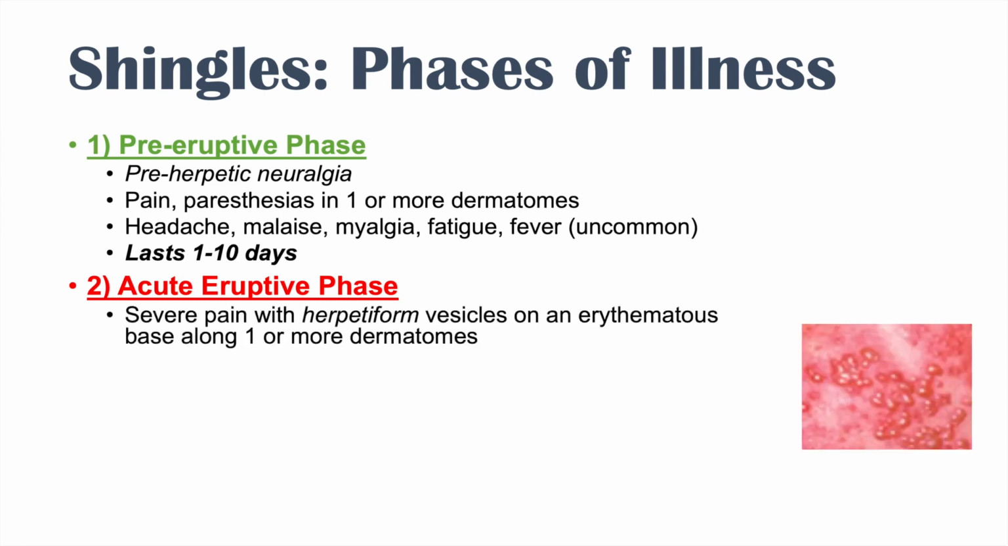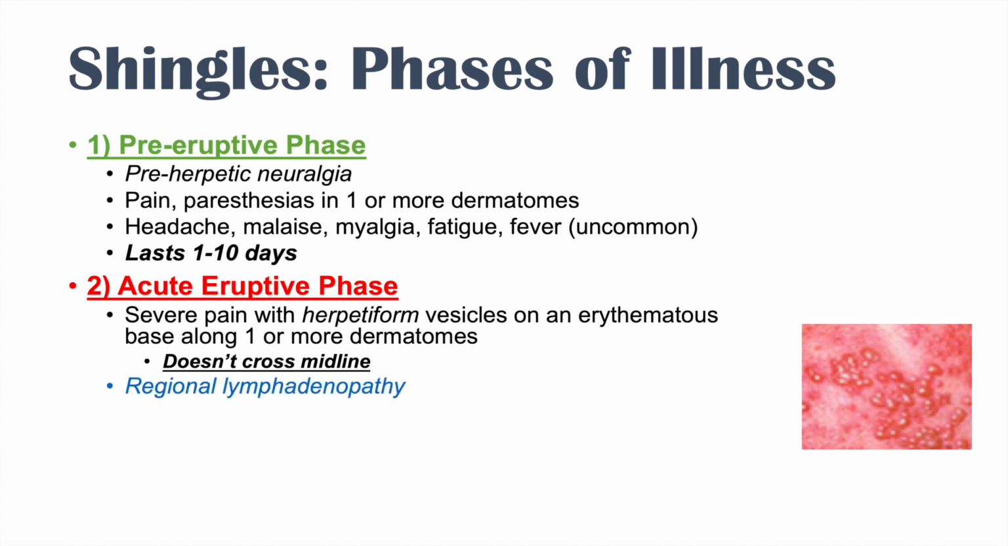The acute eruptive phase is actually when we start to see the herpetiform vesicles. So we get severe pain with herpetiform vesicles on an erythematous base. So there is underlying skin that's very red with vesicles that erupt, and again these occur on one or more dermatomes. And what's important about shingles is that it doesn't cross the midline. Because it is localized to a dermatome, it doesn't cross the midline. So we're not going to see herpetiform vesicles cross the midline. We're going to see it creep up, and it'll kind of abruptly stop at the midline of someone's body. I'll show you an image to further explain this a bit later.